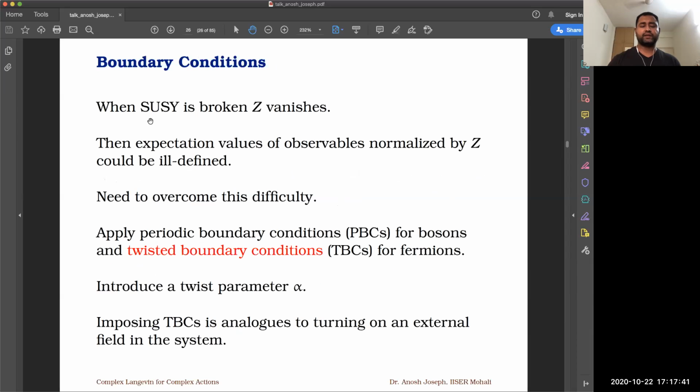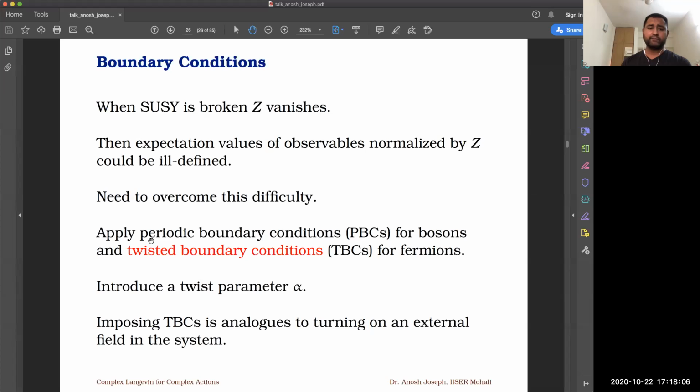So when supersymmetry is broken, the partition function vanishes. Okay, so Witten showed this in his paper in 1981. So partition function vanishes when SUSY is broken. So that means expectation values of observables normalized by partition function could be ill-defined. Okay, so that means we are dividing by 0. So we need to overcome this difficulty.